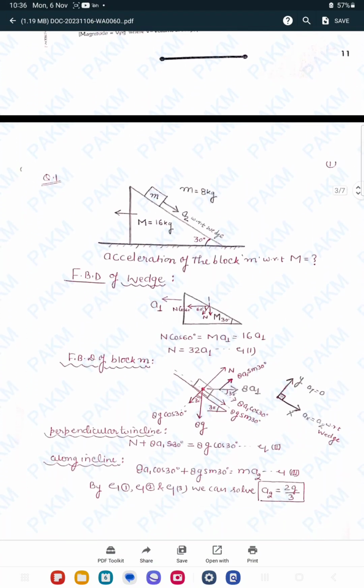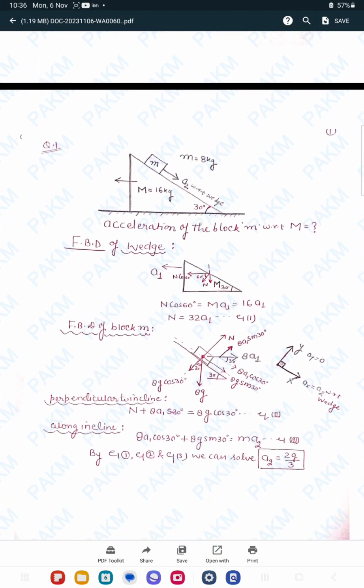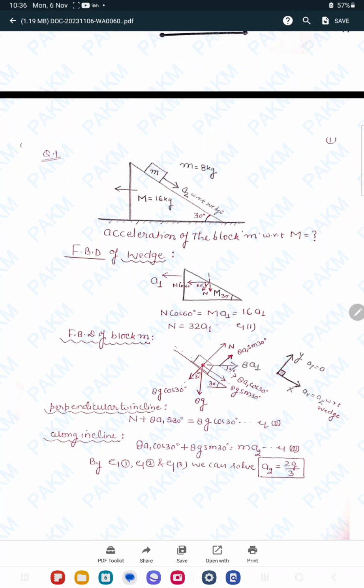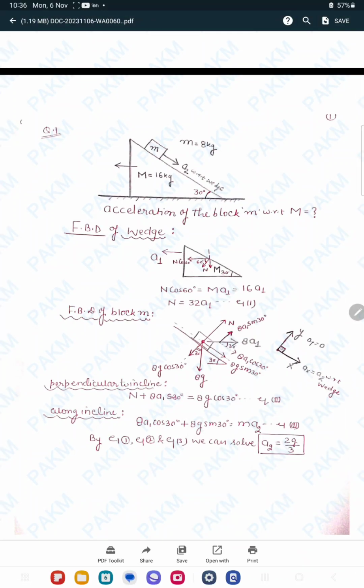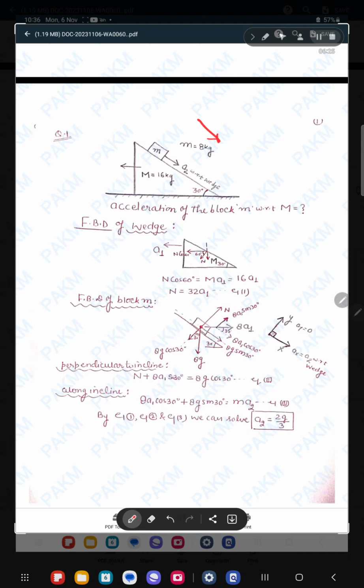Now this is problem number 1. The situation is this: the block is moving in the downward direction, and when the block is moving downward, the wedge is moving in the backward direction. What they are asking is the acceleration of the block m, small m, with respect to M. With respect to M, this is the big hint for you that both will be accelerating.